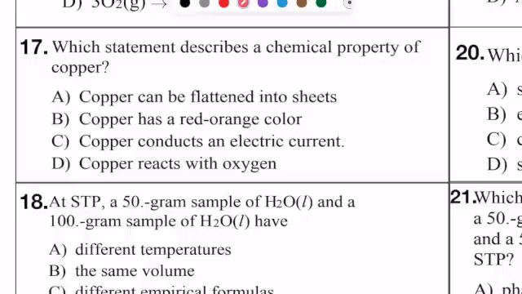Copper conducts an electric current. Conductivity is normally also a physical property. And then lastly, we have option D, which says copper reacts with oxygen. So here we are talking about a reaction, because of course when we react copper with oxygen, it's going to become copper oxide, which is not going to be copper anymore. So your answer will be D.